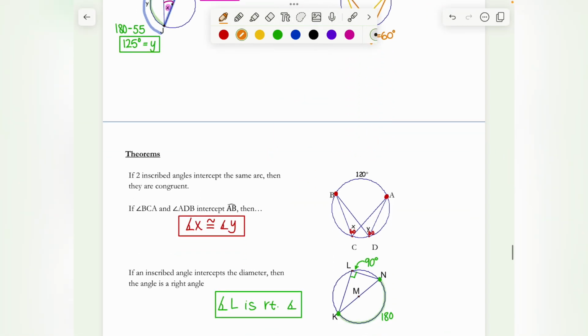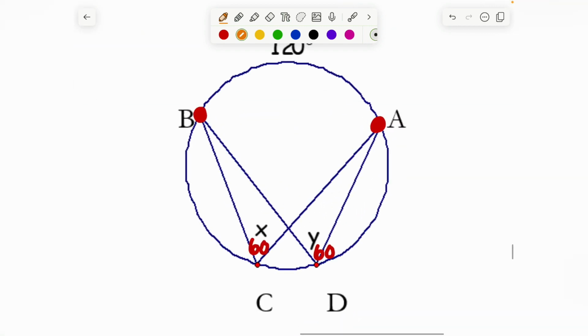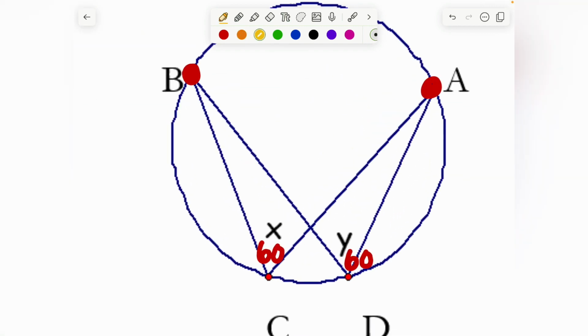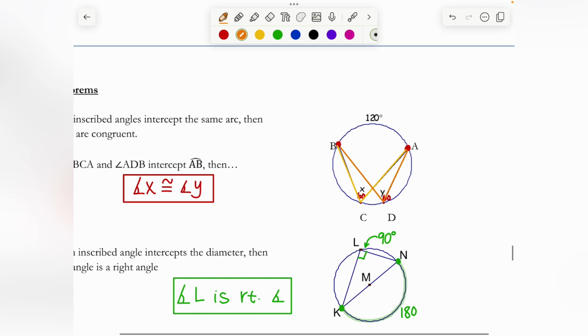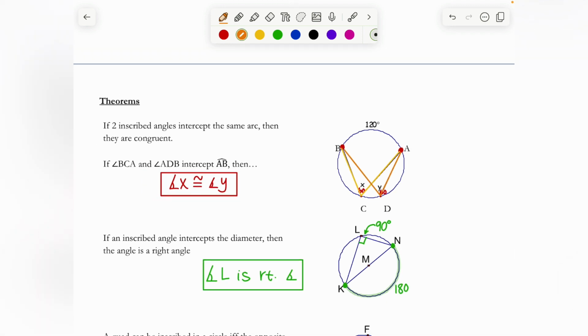So the first theorem is what we just kind of discovered. If I have two inscribed angles that intercept the same arc, then they're congruent. It makes sense. So just like in this last example, this angle was 60 degrees. It opens up to an arc. And if this angle opens up to the exact same arc, then it also has to be 60 degrees. There's no other way around it, okay? All right, so angle X is going to be congruent to angle Y in this scenario.